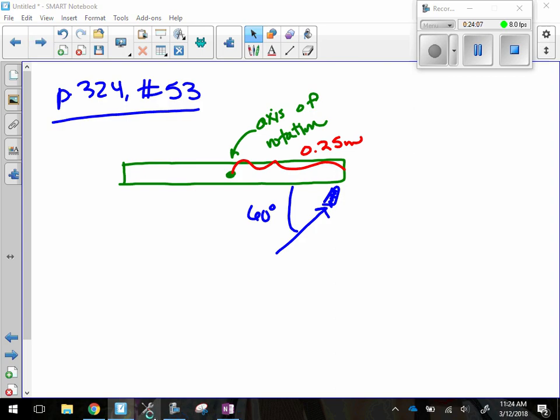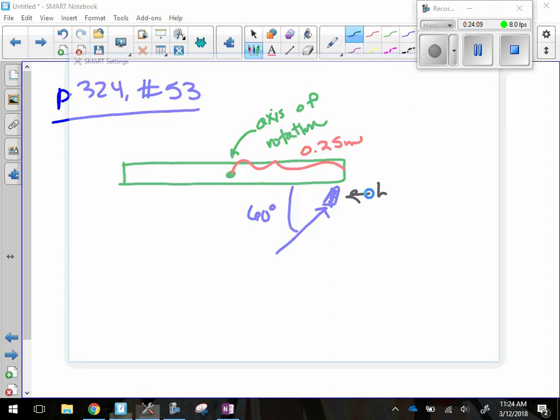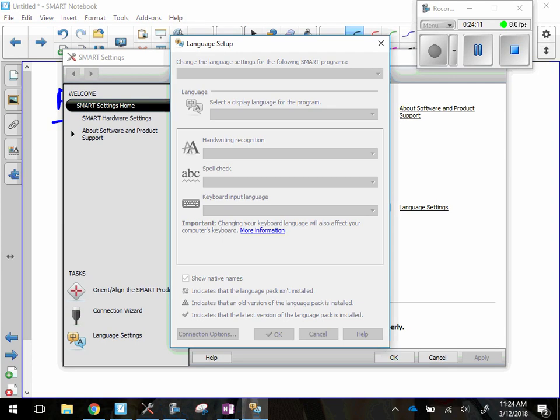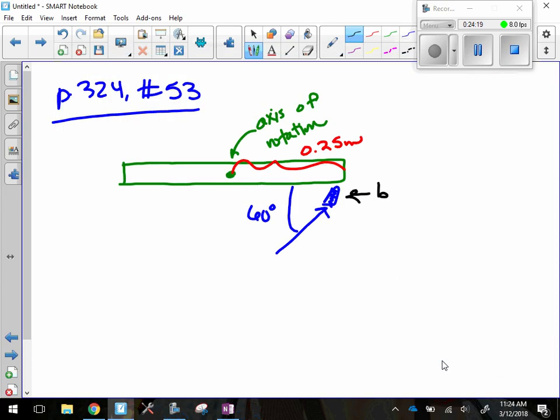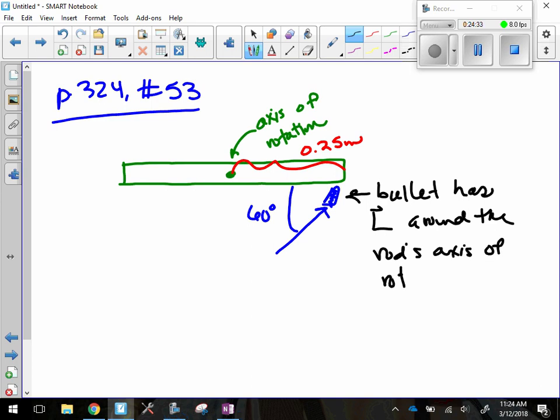So what I do is I pretend that my bullet has angular momentum around the rod's axis of rotation immediately before the collision.